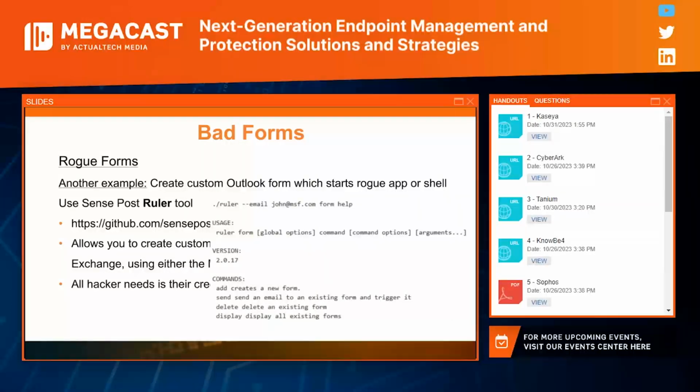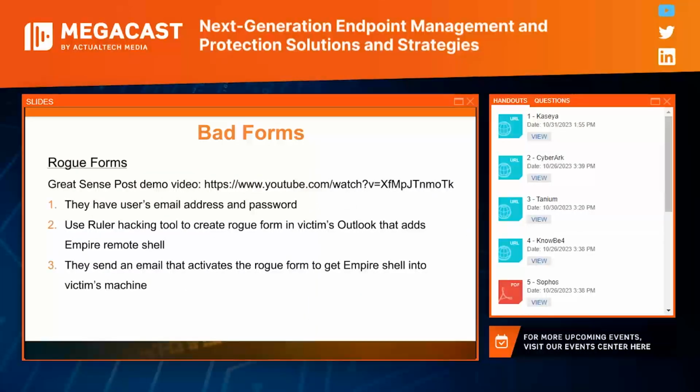What's going to happen is they're going to create a rogue form on a remote email client, that they then trigger by sending another email that requests that form, that then automates malicious code that opens up an Empire PowerShell reverse shell to the hacker's computer. It's a pretty cool demo to see. You should watch it. SensePost has a couple other great demos, but it's wild. All they have is the email address and password, and you can't block it with a firewall. Pretty cool to see.